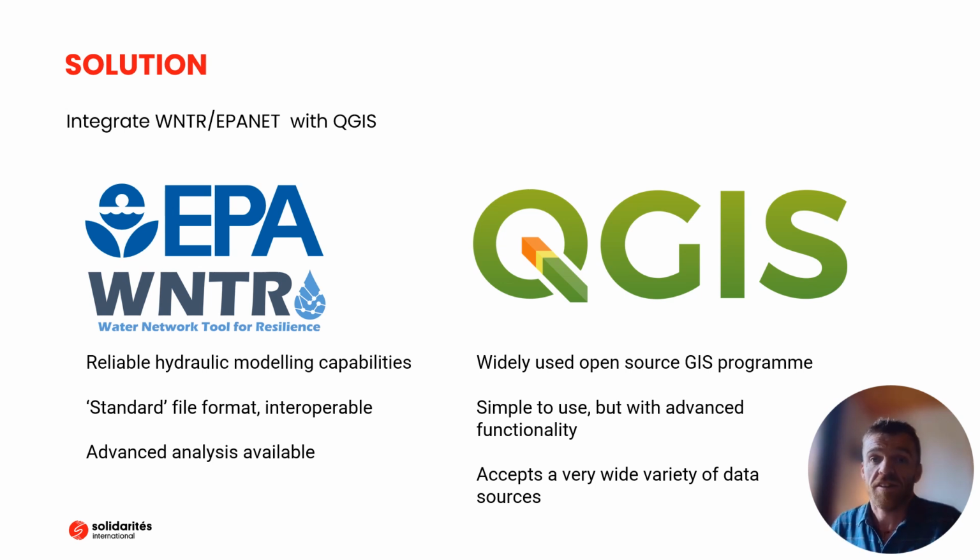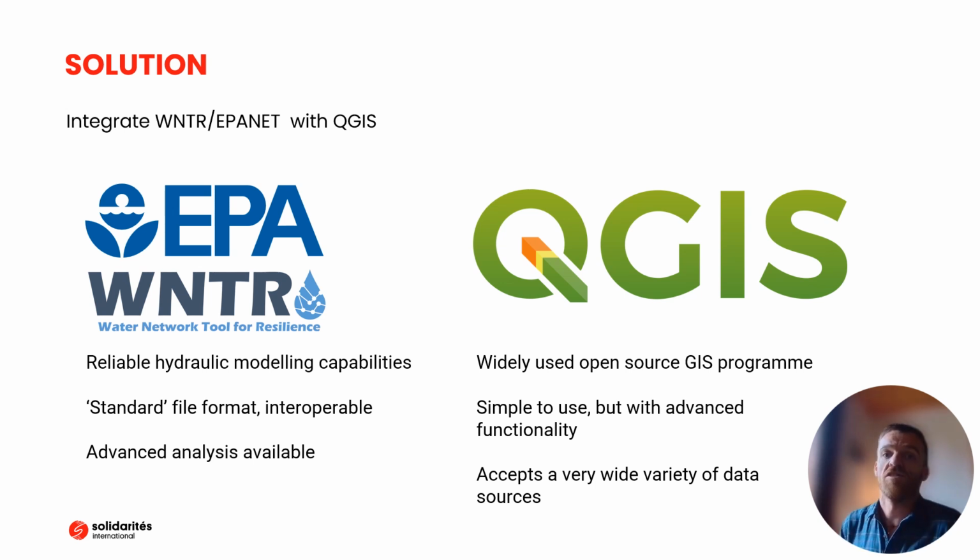So what's the solution that I'm proposing? Well, it's to integrate that great functionality from EPANET with the open source software QGIS. EPANET, as I've just explained, is a recognized standard for hydraulic modeling. Its INP file format is used, or at least exchangeable with just about any hydraulic software that exists. It can do advanced analysis, but even the basic analysis, it's rock solid and thoroughly tested.